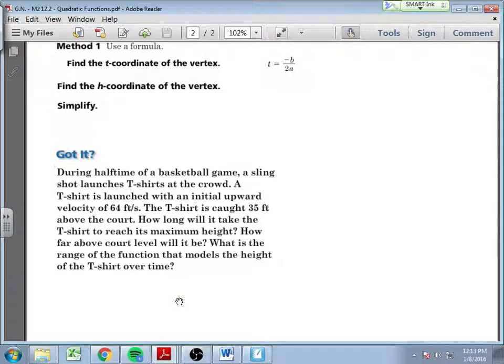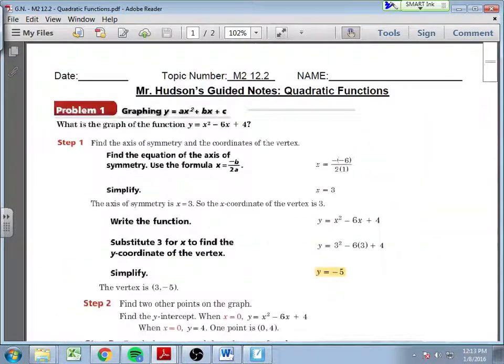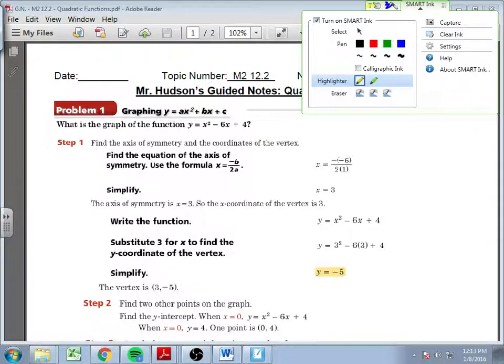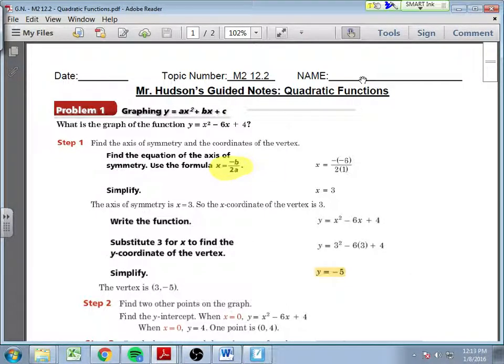What is the graph of the function y equals x squared minus 6 times x plus 4? The fact that our quadratic, ax squared plus bx plus c: the coefficient to my x squared is a, the coefficient to my x is b, my constant is c. So number 1 is done out for you. I want you to look through number 1 and tell me, is there anything you don't understand about the process that they're taking just to get to this point?